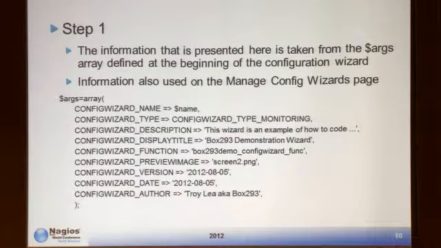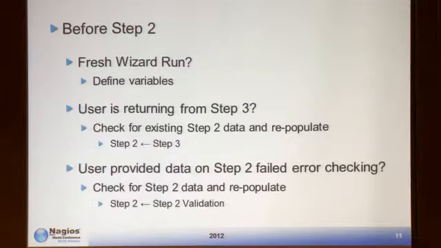So inside each configuration wizard PHP is this args array. This just gives you the general information about the wizard. This information is used on step 1, it pulls that information in, and also on the manage config wizards page. Once you click on a wizard on step 1, it will take you to step 2.